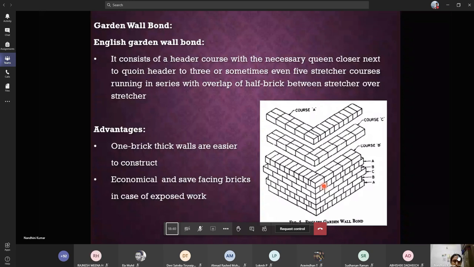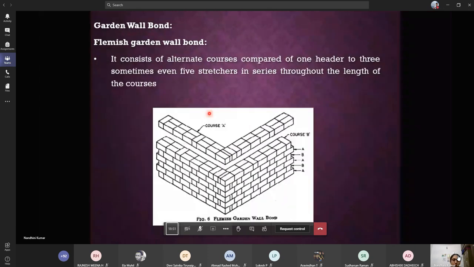We'll see the advantages of English garden wall. One brick thick walls are easier to construct, economical, and save facing bricks in case of exposed work. And this is Flemish garden wall. It consists of alternate courses composed of one header to three, even five stretchers in series throughout the length of the courses.